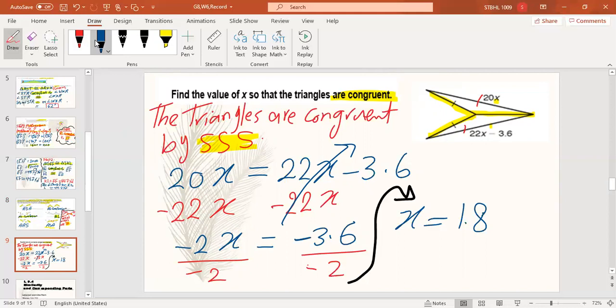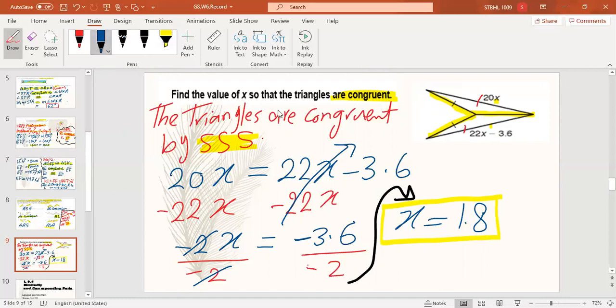So we will get negative 2x equals negative 3.6, and then we will divide both sides by negative 2 to get rid of the coefficient of x and isolate x. So we will divide negative 3.6 by negative 2. Negative divided by negative will be positive, and 3.6 divided by 2 is 1.8.